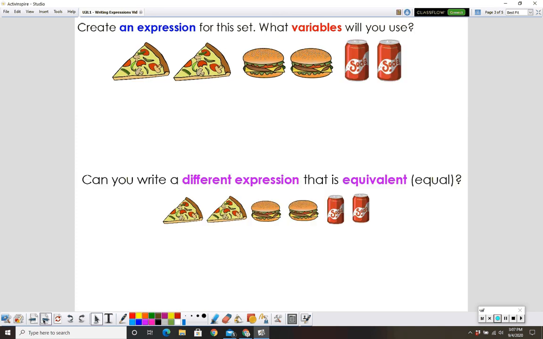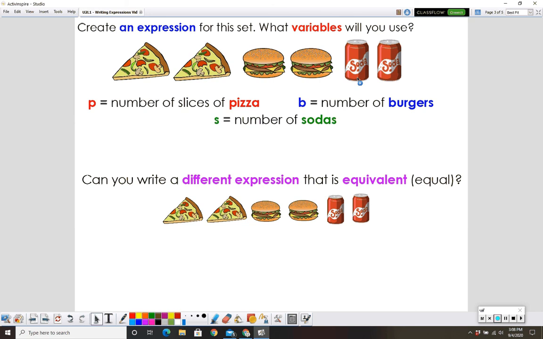Now, expressions can get a little more complex than that. Now we have 3 variables we need to think about. And when you use variables, you have to use different letters to represent different things. So P will still be my number of pizzas. B is going to represent my number of burgers. But this time I also have to have a variable for my sodas. So S will be my number of sodas.